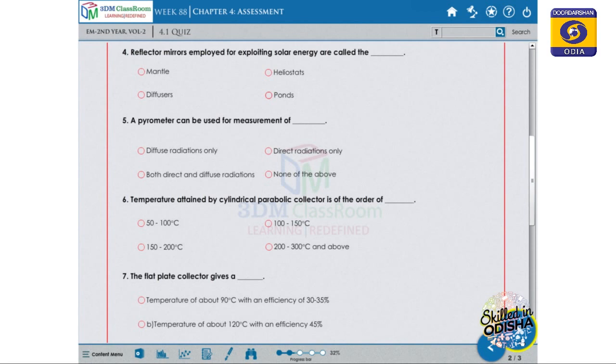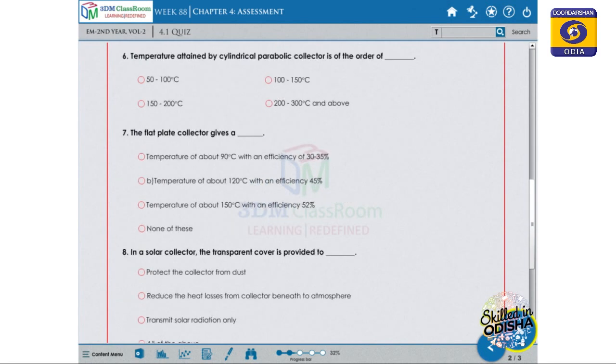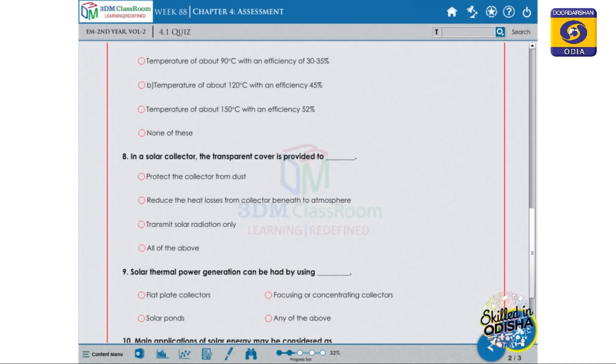A flat plate collector gives a temperature of about 90 degrees with efficiency of 30 to 35. Temperature is about 120 degrees with efficiency of 45. Temperature is about 150 degrees with an efficiency of 52. None of the above. In a solar collector, the transparent cover is provided to protect the collector from dust, reduce the heat loss from the collector beneath to atmosphere, transmit solar radiation only, all of the above.